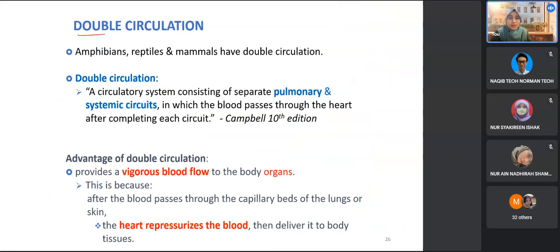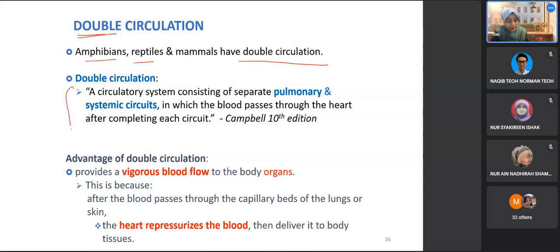Okay, so double circulation is for the more active animals. The animals that have a bigger body plan and are more active have double circulation, such as amphibians, reptiles, and mammals.